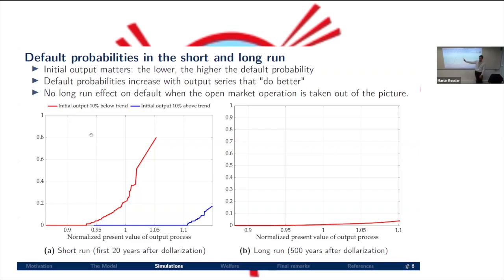However, as I said before, this is the first 20 years. If we go into the long run, we drop the initial periods. We consider like 500 years after dollarization, okay? So we forget about these initial conditions, we forget about this initial open market operation the economy had to make to finance the dollarization process. This probability is basically zero. Okay, there's no long run effect of dollarization on changing the default probability.